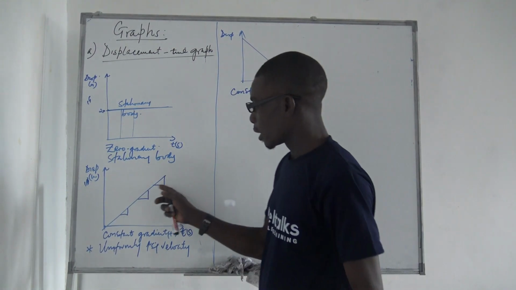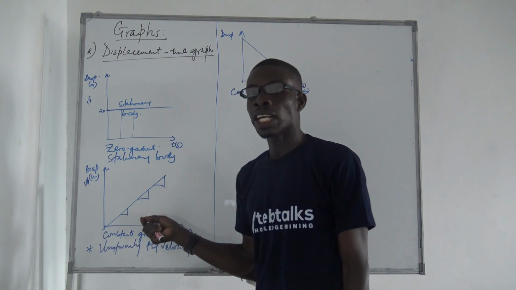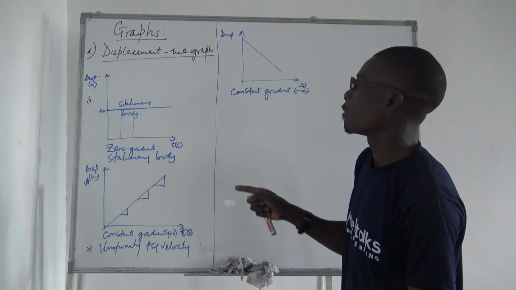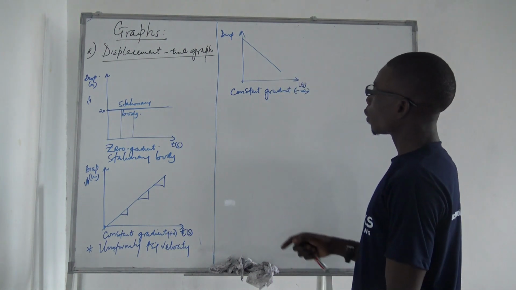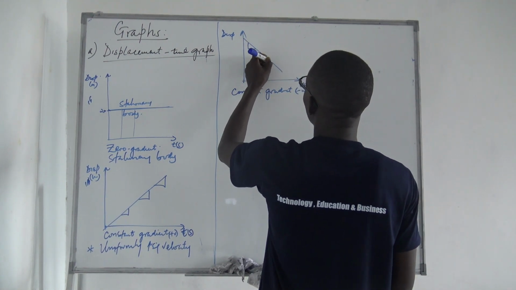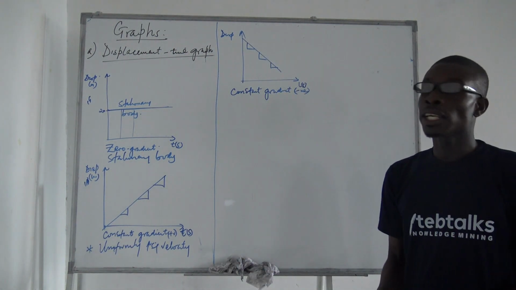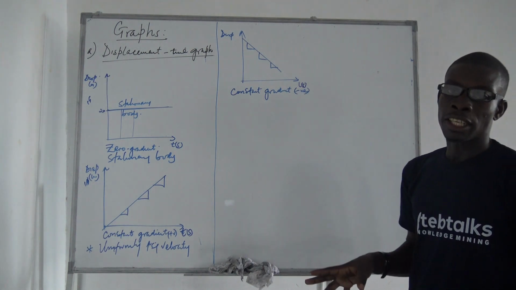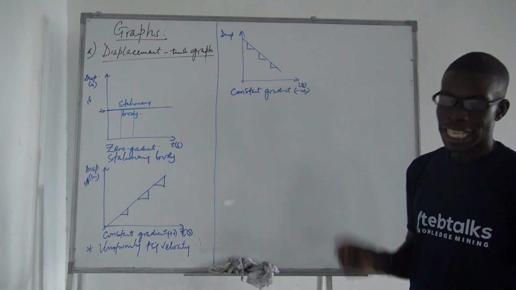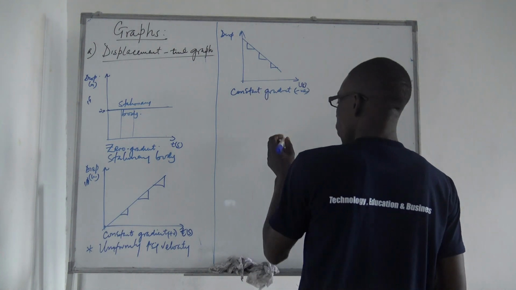If you calculate the gradient of this line here, you'll get a positive. Therefore, it is a positive gradient. If you calculate the gradient of this, you will get a negative. I'm calling it a constant gradient. It is constant because even if you calculate the gradient here, or here, or here, you will get the same value. Therefore, we can say this is a constant gradient, but it will always be negative. The same value, but negative. Are we there? And what is true with this?